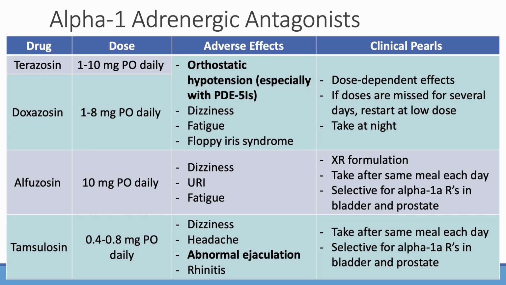Tamsulosin can cause dizziness, a headache, rhinitis, but then also abnormal ejaculation. This one is also important to take after the same meal each day and is also selective for the alpha-1 receptors in the bladder and prostate.